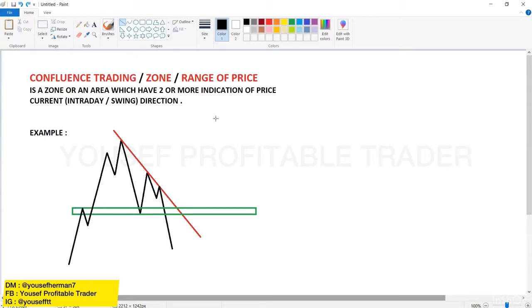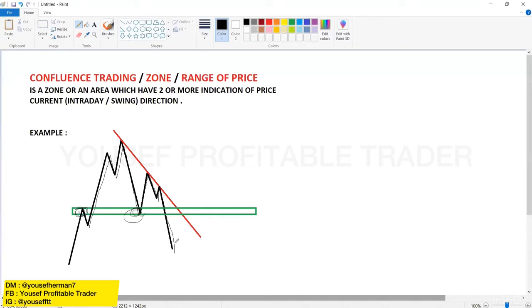So for example, over here, what is the confluence we have? This zone. Focus on this green zone. As you can see, previously it was a resistance. It rejected price to the downside, and then it broke above all the way, and when the price reached this zone again, it acted as support. It rejected the price to the upside, and then went down again. It broke the level.